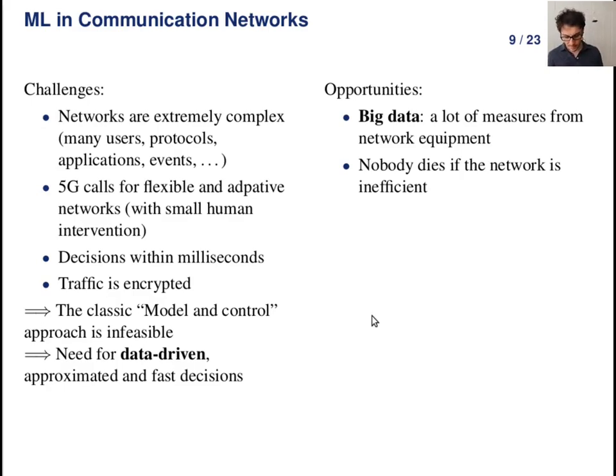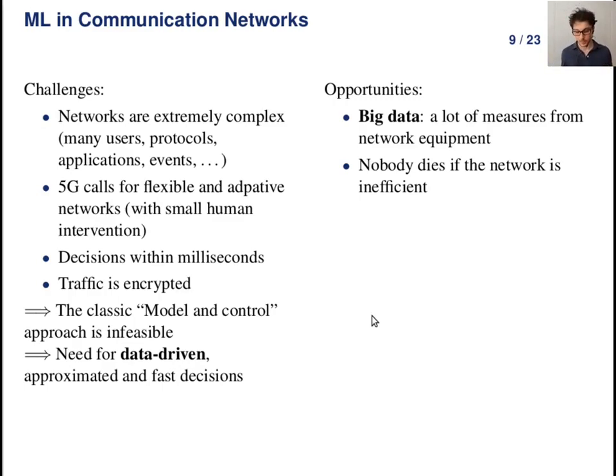So we need decision algorithms that are very fast. Moreover, the traffic in our networks is nowadays encrypted. So it is a sort of black box. We cannot look inside it. So we need to be able to take decisions just by observing the outcome of this black box. Therefore, the classic methods of modeling your network and then controlling it based on this model cannot simply work anymore.